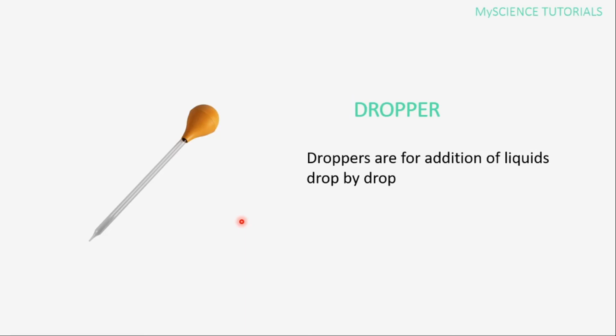You need to use the dropper to pick up your phenolphthalein or your methyl orange, and you just deliver them drop by drop to your acid or to your base. So droppers are for addition of liquids drop by drop or in smaller quantities.